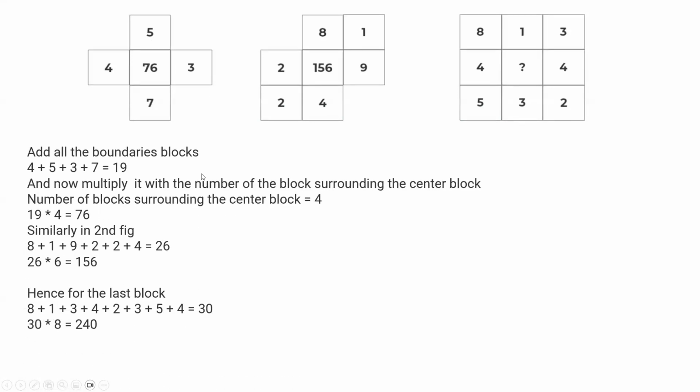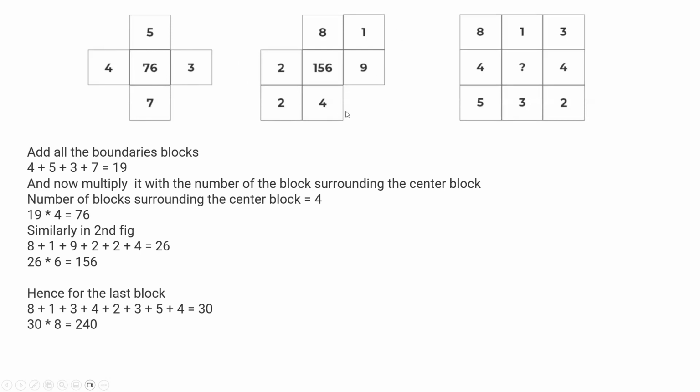So add all the boundary blocks. We have to add all these boundary blocks, like 4 plus 5 plus 3 plus 7, we will get 19. Now multiply it with the number of blocks surrounding the central block. The number of blocks surrounding the central block is 4. Like there are 4 blocks that surround the central block. So we have added all these and got 19. Now we have to multiply that 19 by 4. 19 times 4 is 76. So we have got the center block.